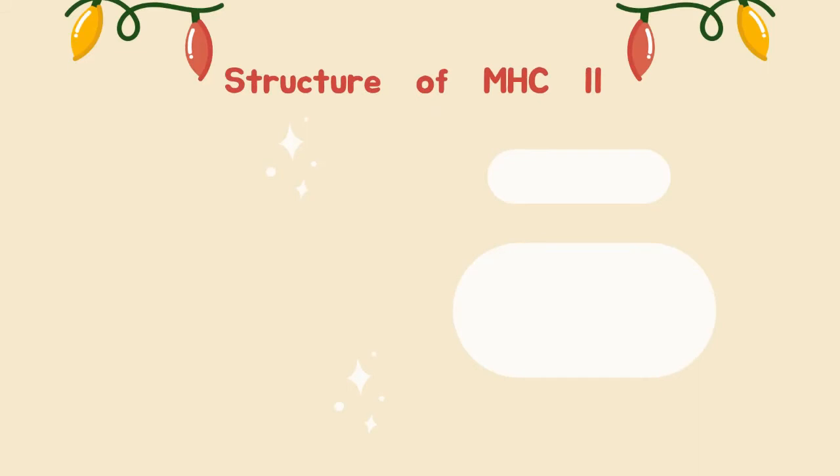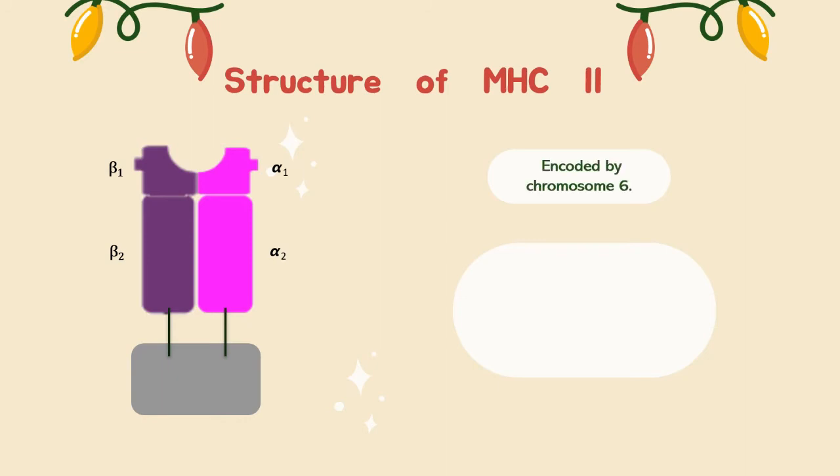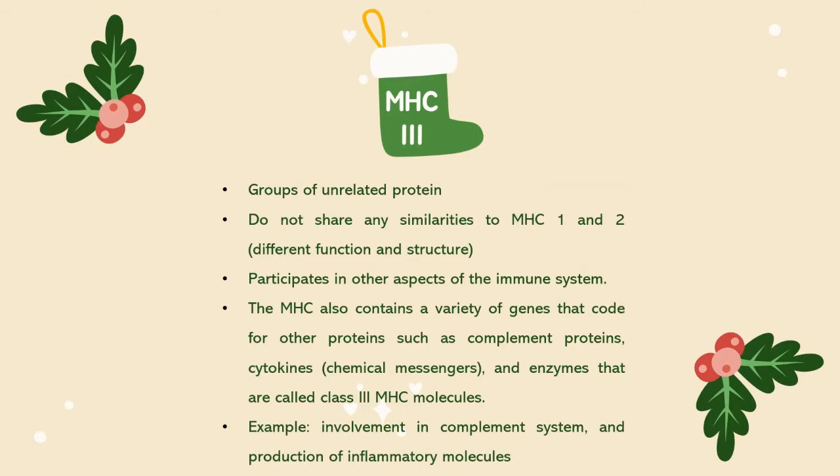Moving on to the structure. The MHC class II molecule is composed of two alpha domains, alpha 1 and alpha 2, and two beta domains, beta 1 and beta 2. Both alpha and beta domains of the MHC2 molecules are encoded by chromosome 6. The alpha 2 and beta 2 domains serve as the membrane-binding domain, while the alpha 1 and beta 1 domains serve as the antigen-presenting domain.